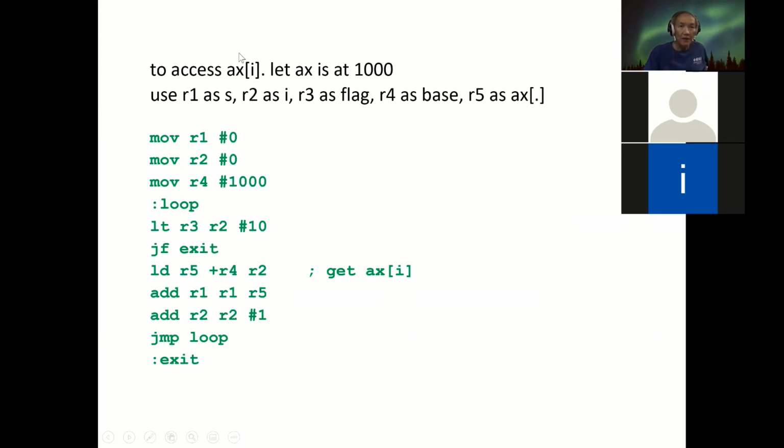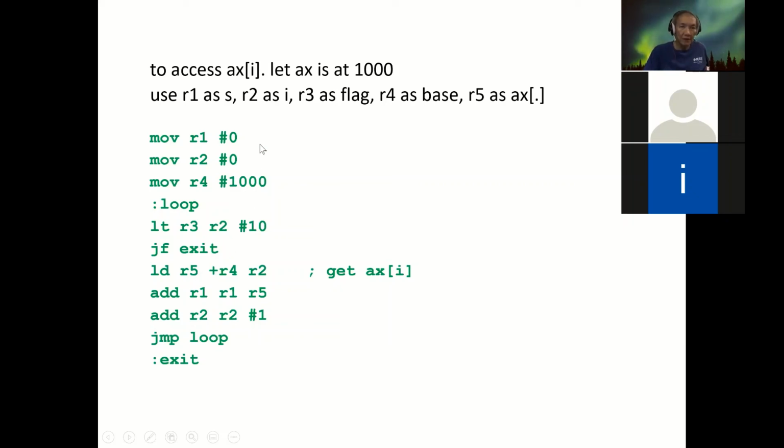How do we access the array x[i]? Let's assume that the array starts at location 1000. We can use the load instruction with index addressing. We use R4 as the location of the array and R2 as index, and we write it this way. This will get the value of one element into register number 5.